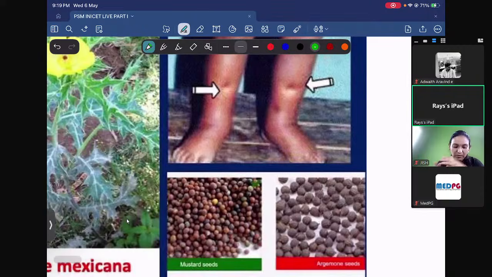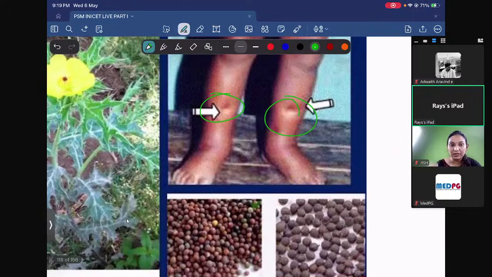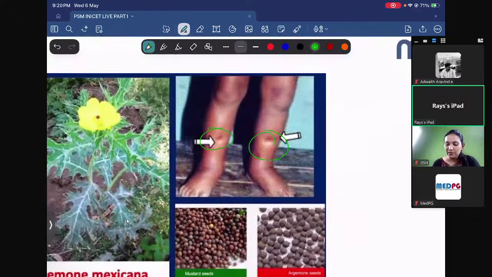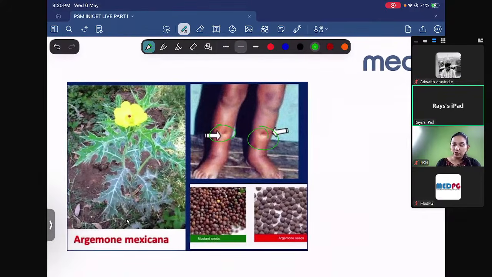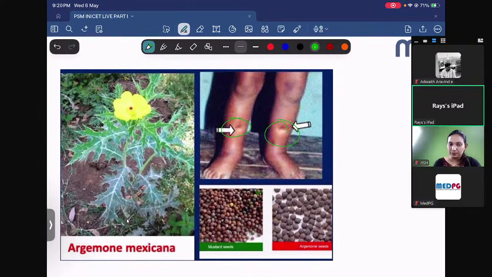And if you consume argemone oil in excess amounts, you end up with edematous issues like bilateral pitting pedal edema, which is the main feature. Sometimes the water retention can lead to cardiac failure, even glaucoma. So it's actually a very bad condition. This is Argemone mexicana, the plant, and the toxin that causes all this is sanguinarine.